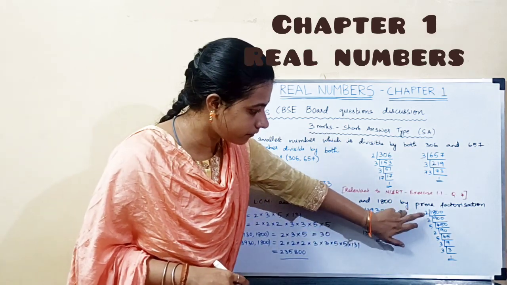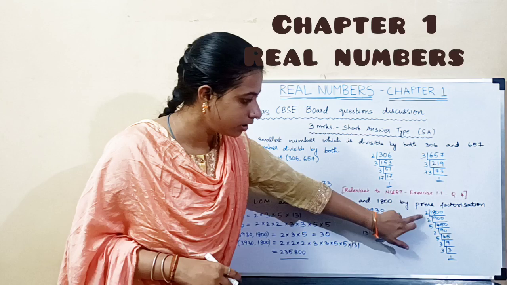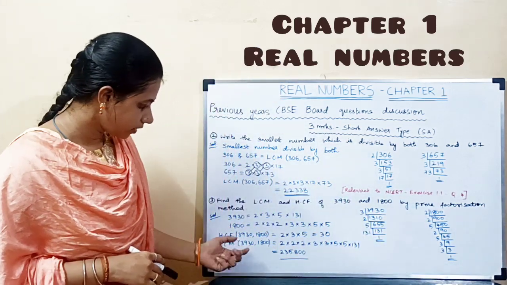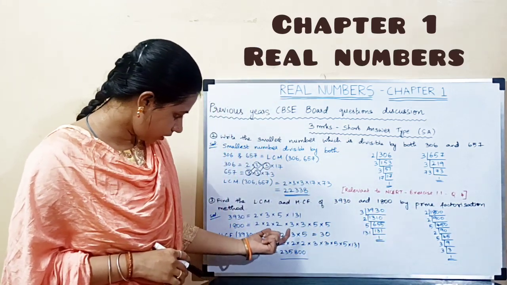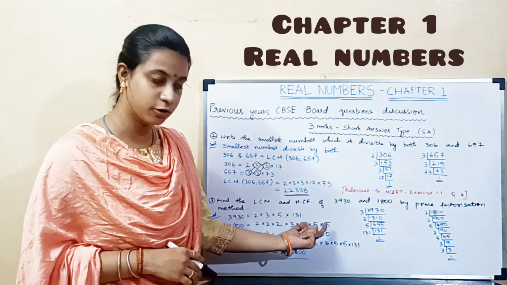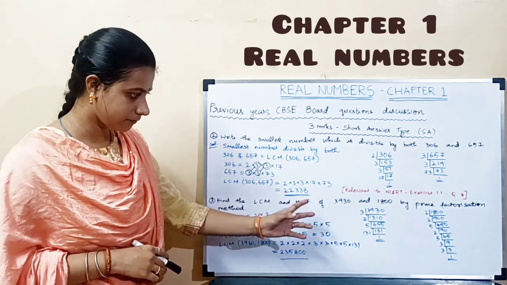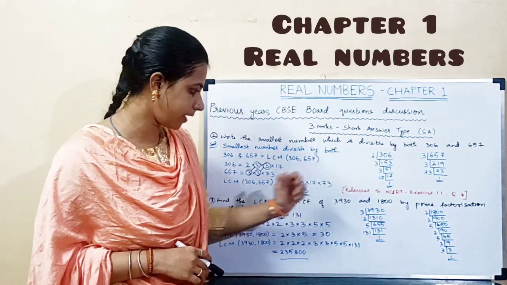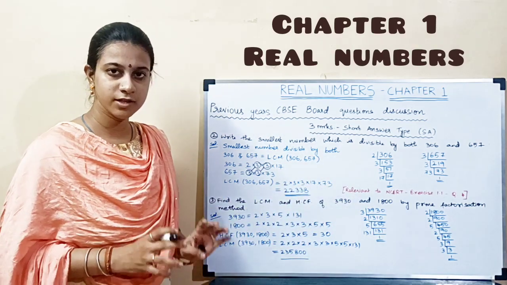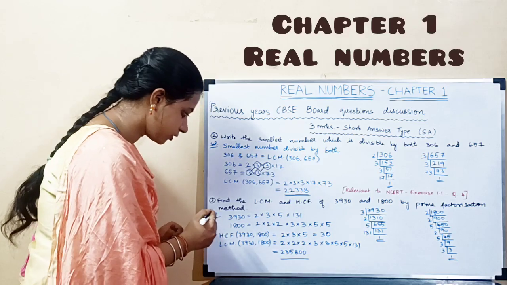Again performing the prime factorization for 1800, we get the factors 2 into 2 into 2 into 3 into 3 into 5 into 5. So here we are listing out the prime factors which we have obtained from the prime factorization. First we will find the common factors present in both of them.